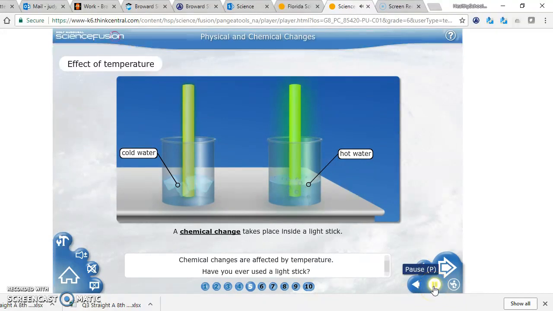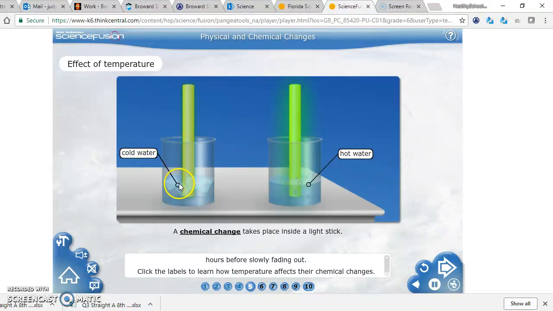Chemical changes are affected by temperature. Have you ever used a light stick? A chemical change inside a light stick produces a bright glow that can last for hours before slowly fading out. Click the labels to learn how temperature affects their chemical changes.